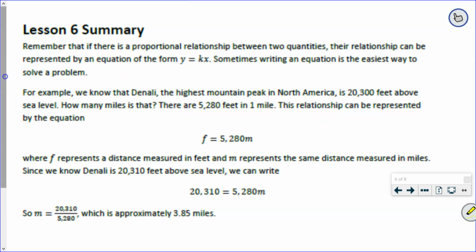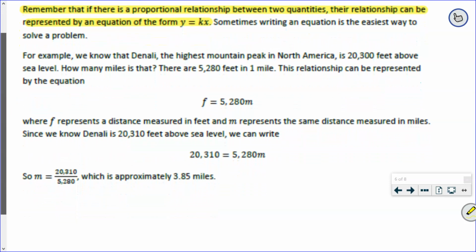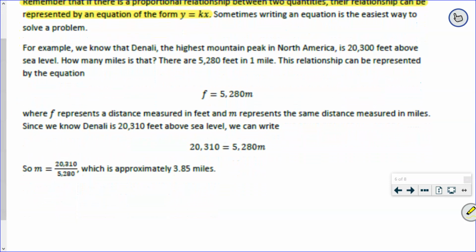Remember that if there is a proportional relationship between two quantities, the relationship can be represented by an equation in the form y equals kx. Sometimes writing an equation is the easiest way to solve a problem. For example, we know that Denali, the highest mountain peak in North America, is 20,300 feet above sea level. How many miles is that? Well, there's 5,280 feet in 1 mile, and so we can write that relationship with this equation. F is equal to 5,280m. F is feet, m is miles.